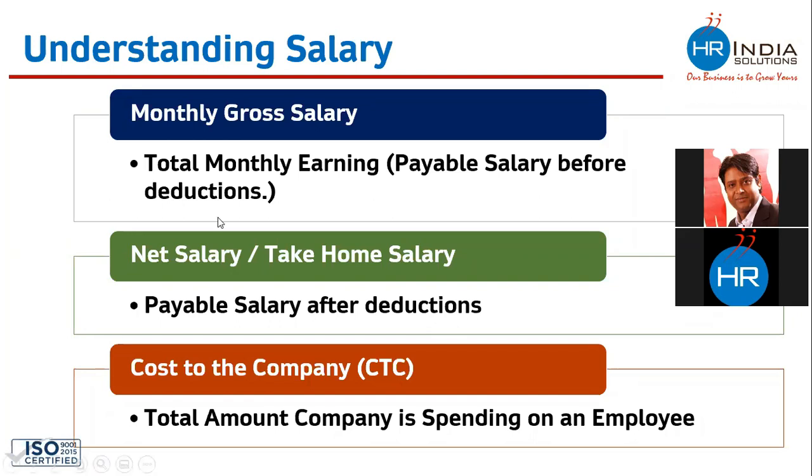So monthly gross salary is the total earning of the employee, right, before any kind of deductions. Net salary is the payable salary after all deductions from the employee's salary, and cost to the company is the total expenditure done by employers on their employees, right? That expenditure includes the total salary paid to that employee plus all the statutory contributions plus benefits which are given to that employee. So these are the terminologies. We are going to understand the formulas and we'll apply all those things in Excel also at the time of designing the CTC structure.